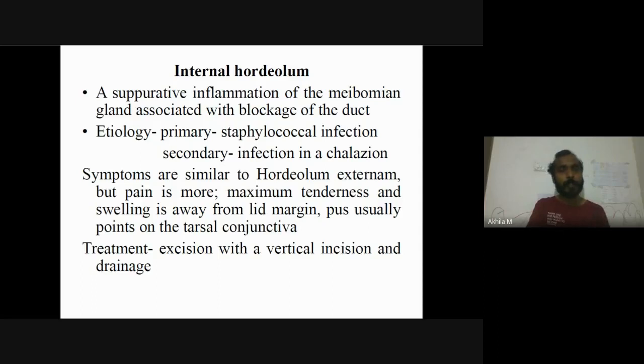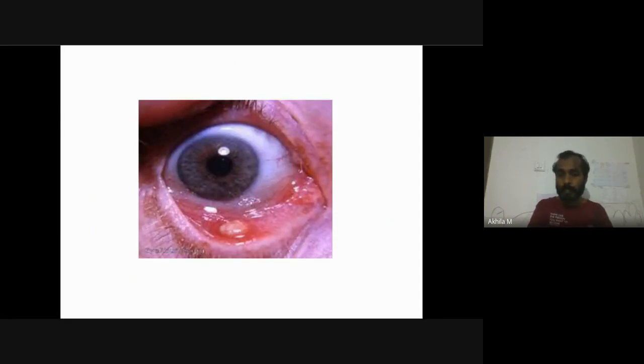Internal hordeolum is an infective, suppurative inflammation of the meibomian gland. But external hordeolum or stye is an infective condition causing swelling of the glands of Zeis or Moll, related to the cilia and the eyelid margin. Internal hordeolum will be away from the eyelid margin. Internal hordeolum can arise as a primary or secondary condition. Secondary infection of a chalazion or meibomian cyst may cause internal hordeolum. Signs and symptoms are similar, but the pain is more in internal hordeolum. From this picture, you will get an idea about internal hordeolum.